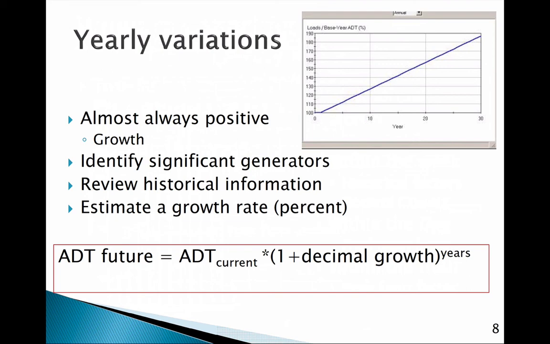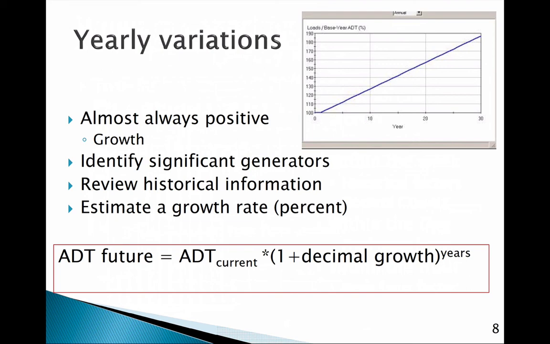ADTs are almost always going to go up, right? That's not entirely true. It used to kind of always be true, but when we have big recessions, like in 2008 when the economy went down, we actually saw a decrease in travel. So on some key roadways, the ADTs actually went down for a while, and now they're going back up. But in general, when you look at a long period of time, you're going to have positive variations year to year as traffic grows. You could also have a spike if there's a significant generator.